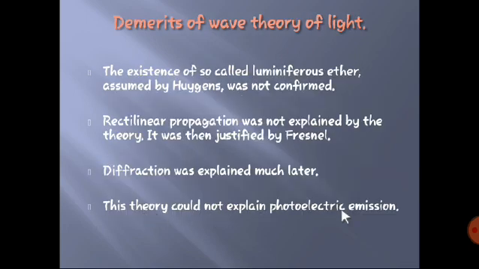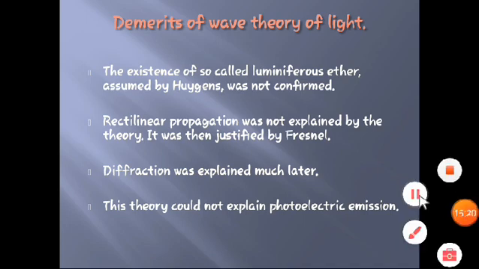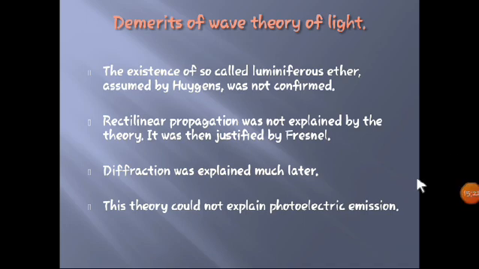Then the next thing is demerits of wave theory of light. As we have seen the assumptions of this theory and merits, what are the demerits of this theory? First one is the existence of ether or luminiferous ether. This was assumed by Huygens, but was not confirmed. It is not yet confirmed that there is a layer like ether. So this is the first demerit of wave theory.